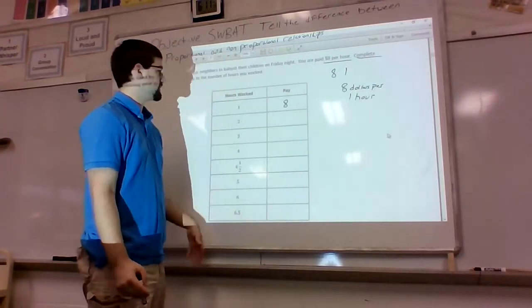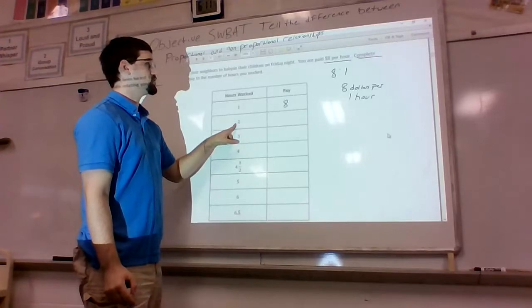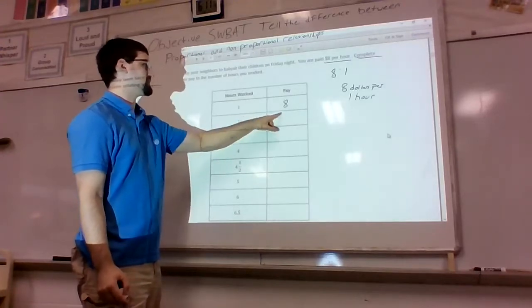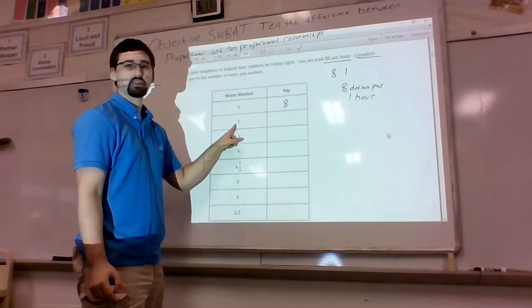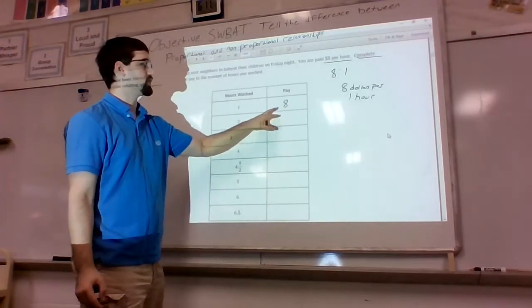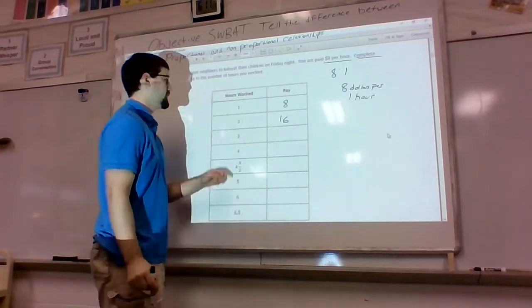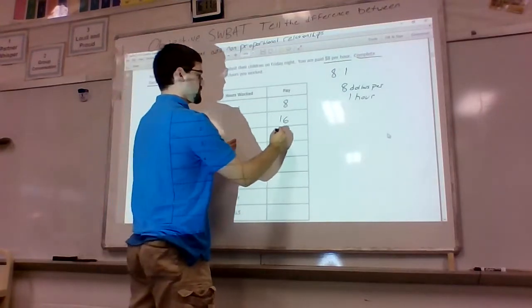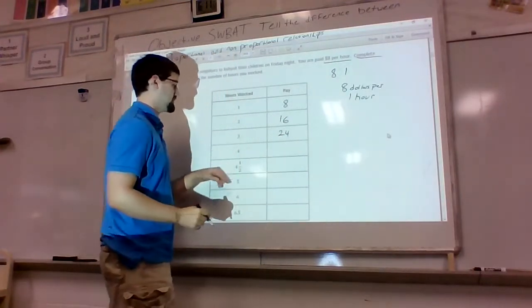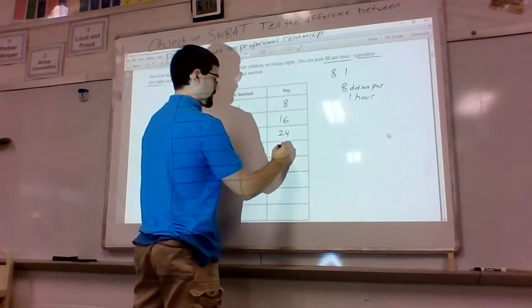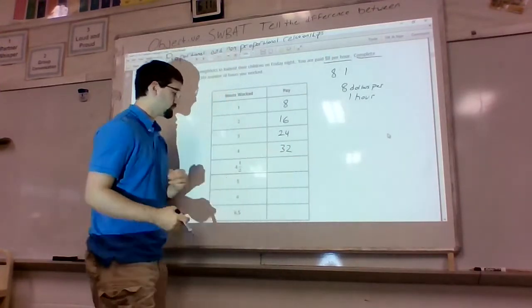That makes sense. Hours worked. If we work 2 hours, in the first hour we made $8, in the second hour we'll make another $8. So that'll be a total of $16. 3 hours worked, 24, another 8. 4 hours worked, another 8 is 32.